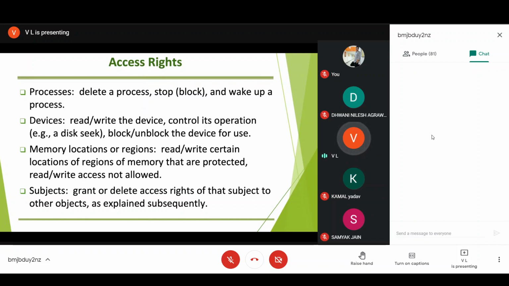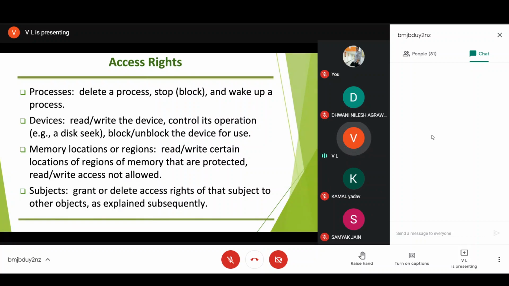If you're talking about the access rights to a device, a person can read from a device or write to the device, or a person can block that device from use or unblock that device from use, and it can control some operation of the device, like formatting the device, or making the device sleep, or asking for some information or giving some command to that device for some purpose.